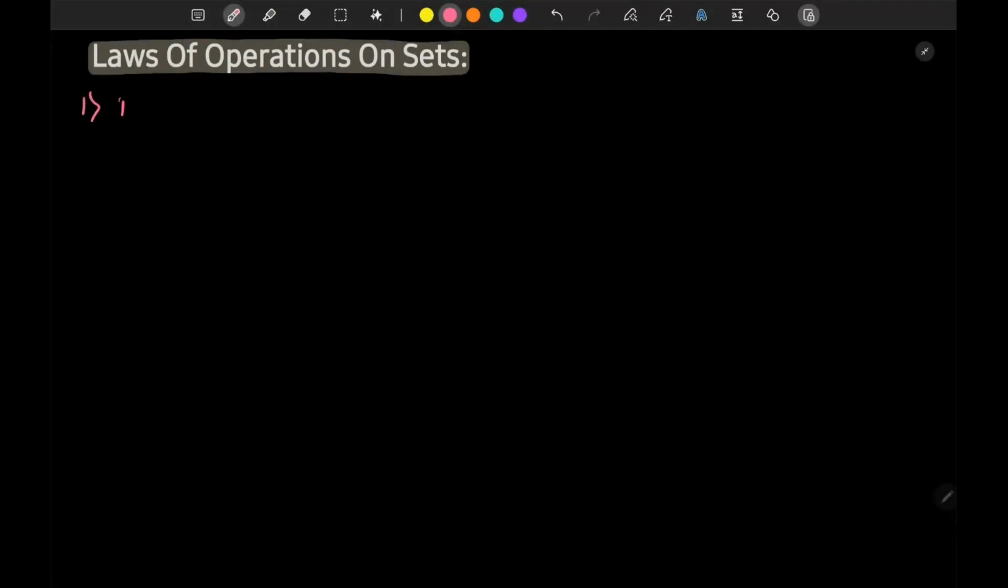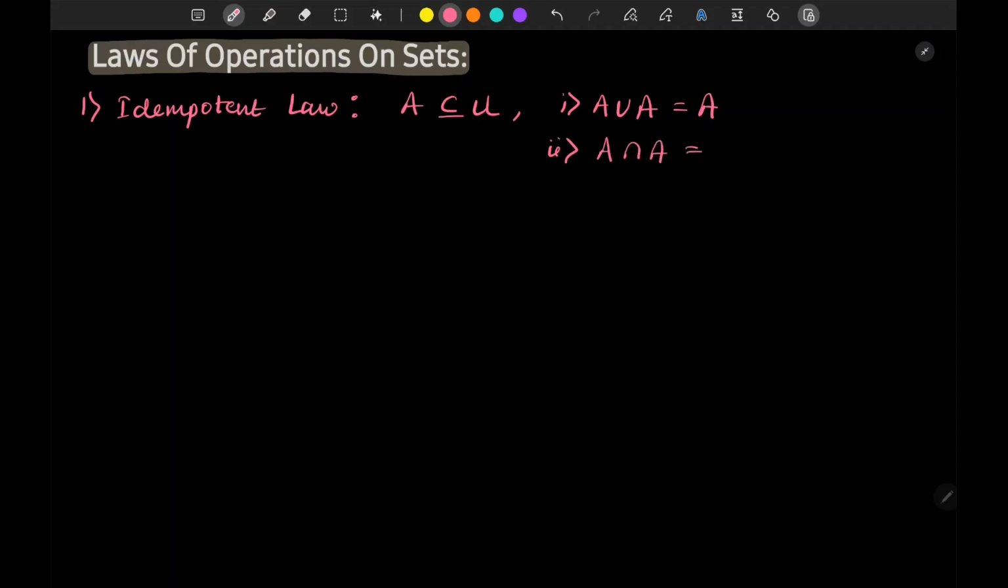We are now going to discuss a few laws of operations on sets, starting with the idempotent law. The idempotent law states that for any set A, which is a subset of the universal set U, the union of the set with itself gives us set A, and the intersection of a set with itself also gives us the set itself. The second law that we are going to learn about is known as the identity law.